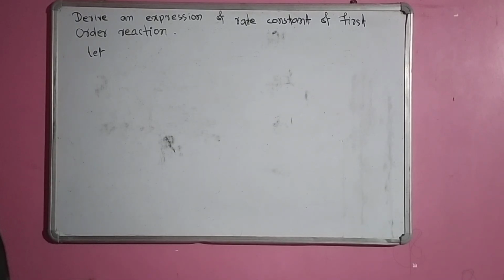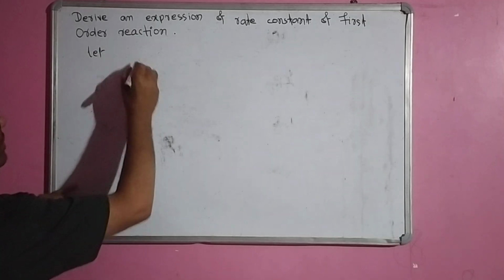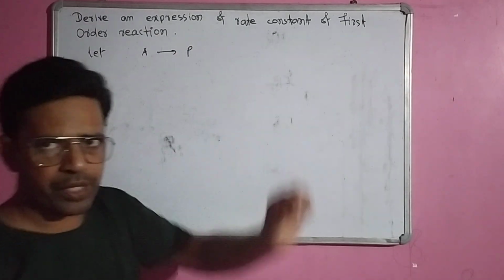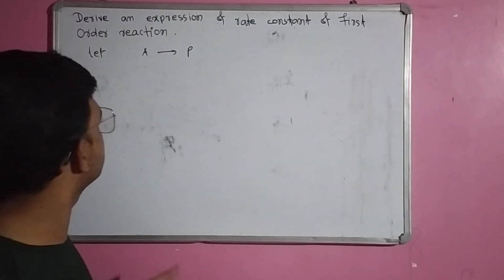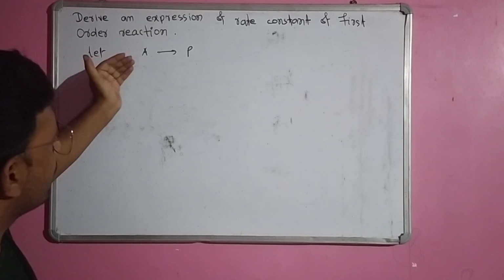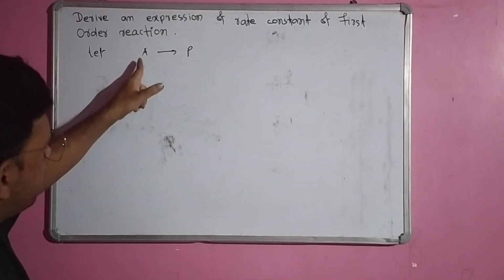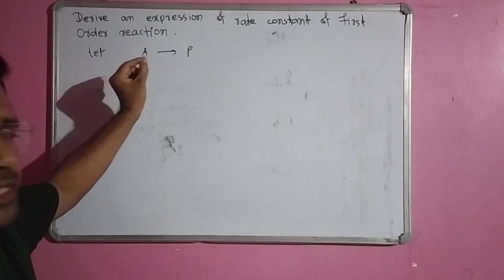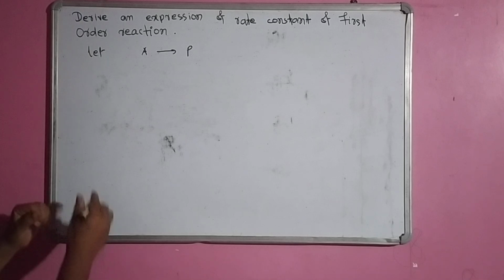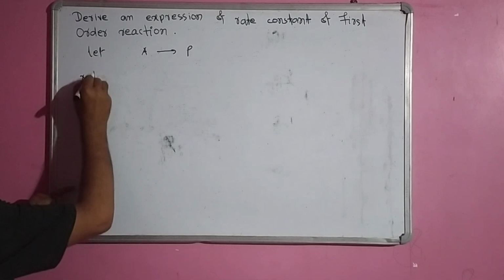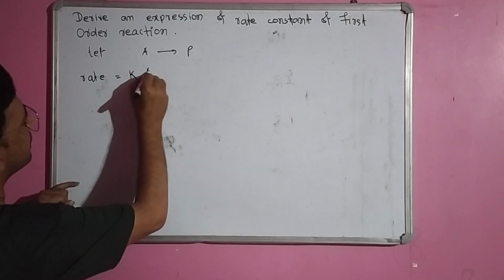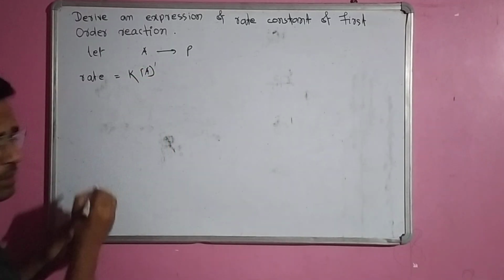First, take one example of a first order reaction. A gives P. A is the reactant, P is the product. When the reaction starts, the concentration of reactant will decrease and the concentration of product will increase. Rate will be rate constant into concentration of reactant. Order will be 1.